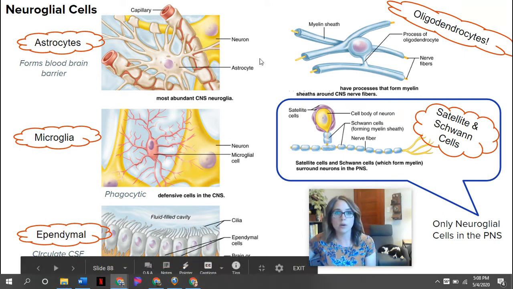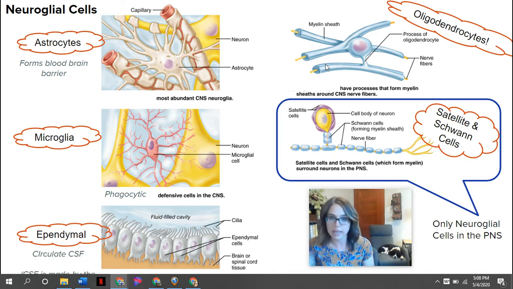So these four right here are in the central nervous system, meaning brain and spinal cord. These guys, my satellite and Schwann cells, are found on my nerves that are in my peripheral nervous system. So those nerves that extend out from my spinal cord, basically nerves. And so the Schwann cells make myelin, like the oligodendrocytes make myelin, and then the satellite cells sort of protect the outside of those cell bodies, similar to what our astrocytes do for us.